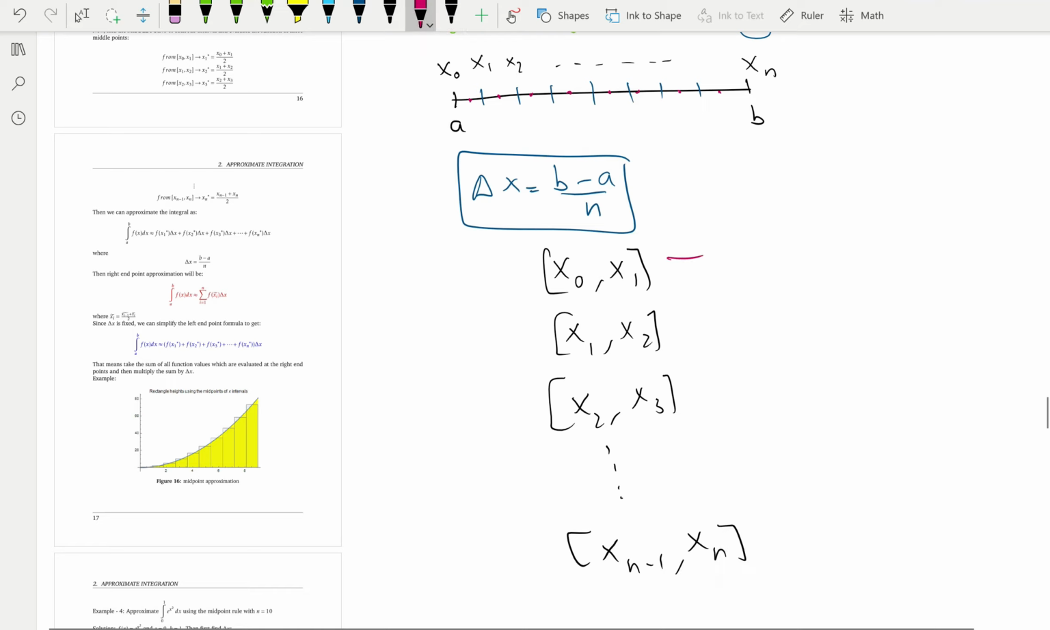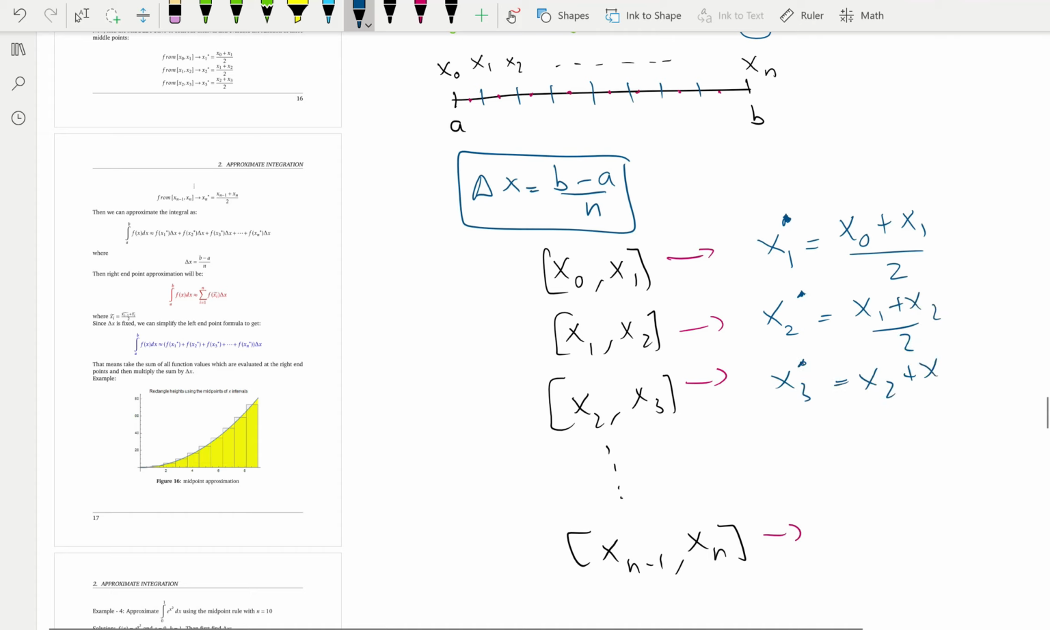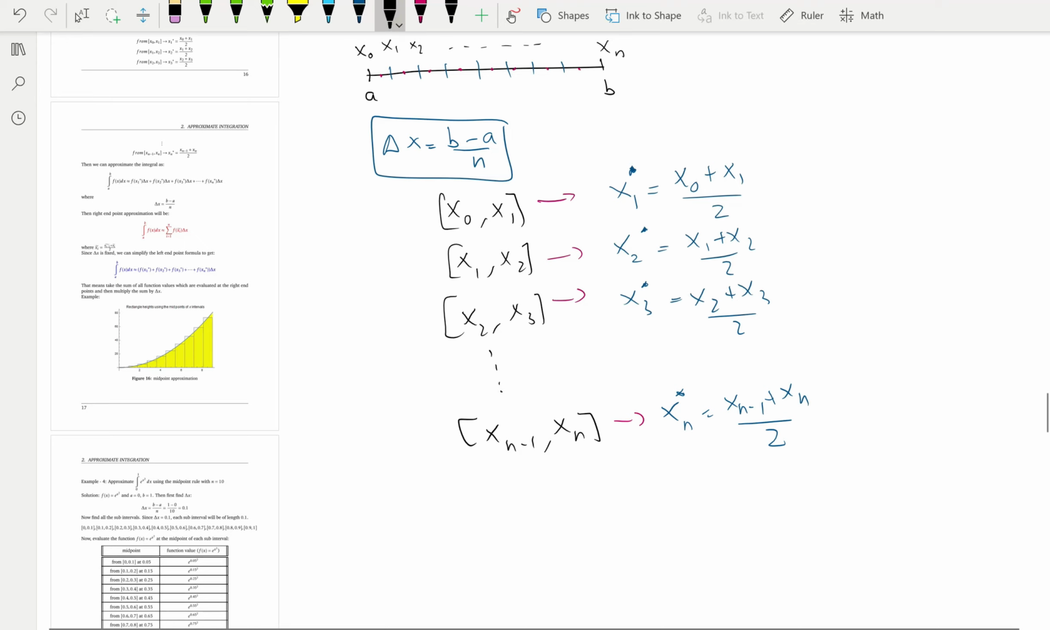Now we have to find the midpoint of each sub-interval. How can you do that? Think about it. We can add the two endpoints and divide by 2. So the midpoint of the first sub-interval, let's call it x1 star, is x0 plus x1 divided by 2. Try it yourself. The midpoint of the second sub-interval is x1 plus x2 divided by 2. The midpoint of the third is x2 plus x3 divided by 2. Likewise, you find the midpoints of each sub-interval using the two endpoints: just add the two endpoints and divide by 2.